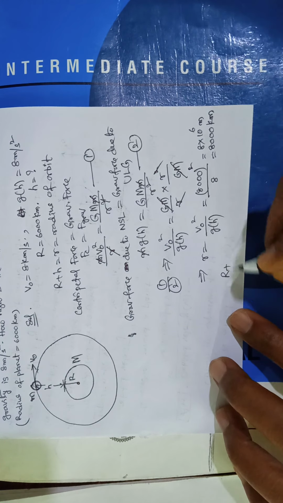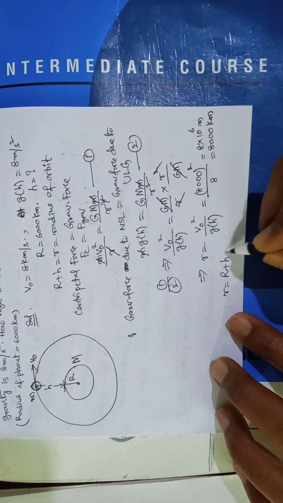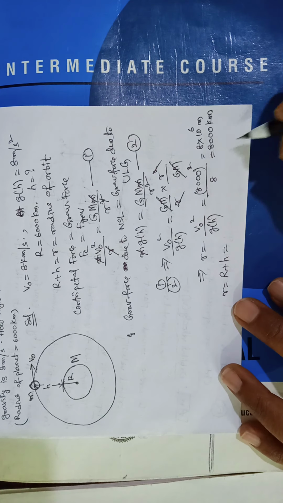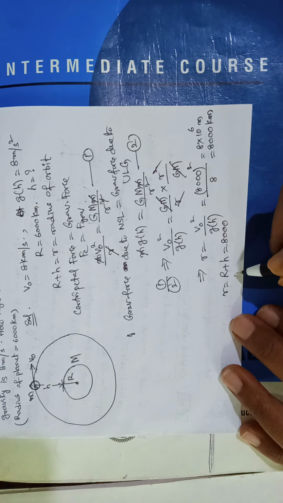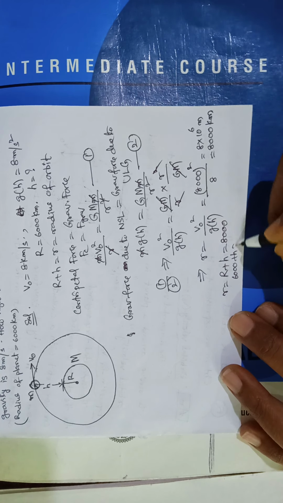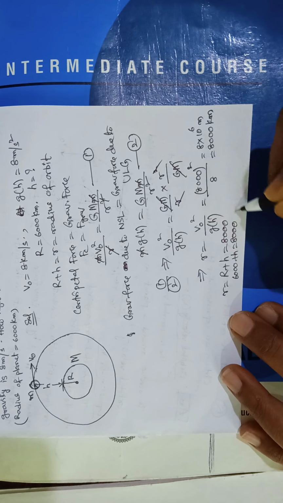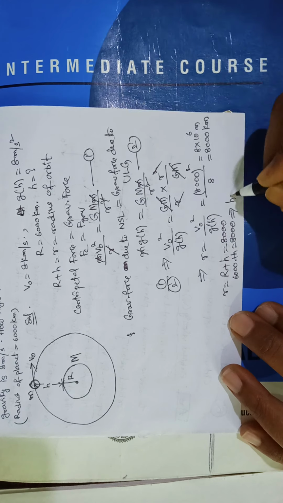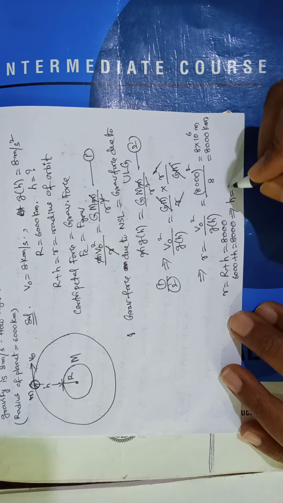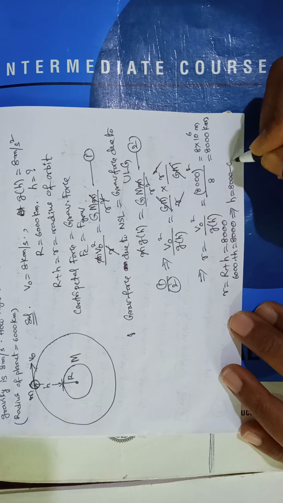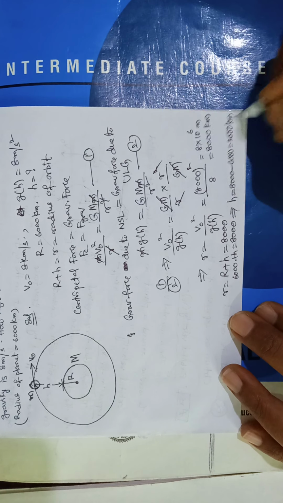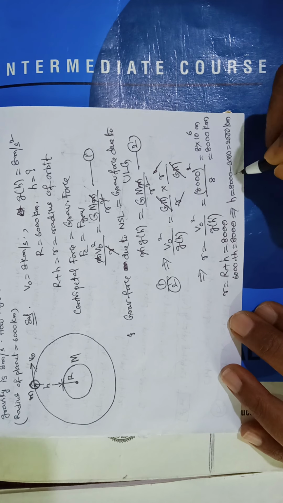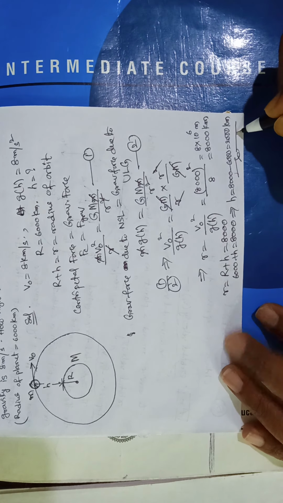So small r is equal to R plus h, which is 8,000 kilometers. Capital R is given as 6000, so 6000 plus H is equal to 8000, gives H is equal to 8000 minus 6000, which is 2000 kilometers. This is the answer.